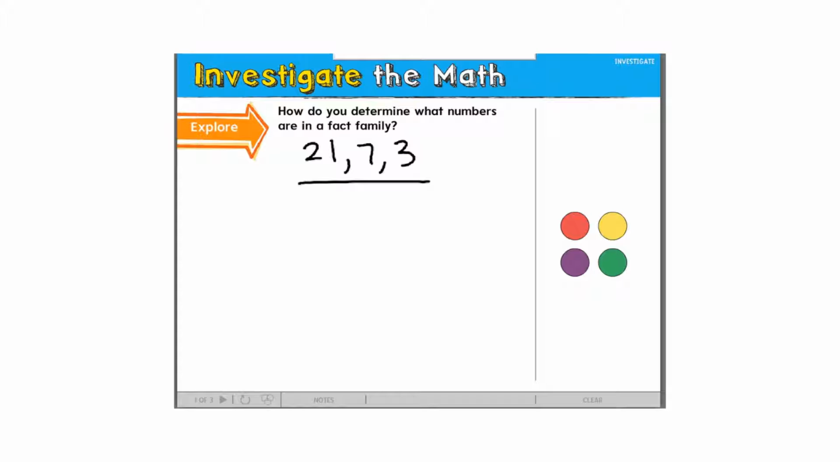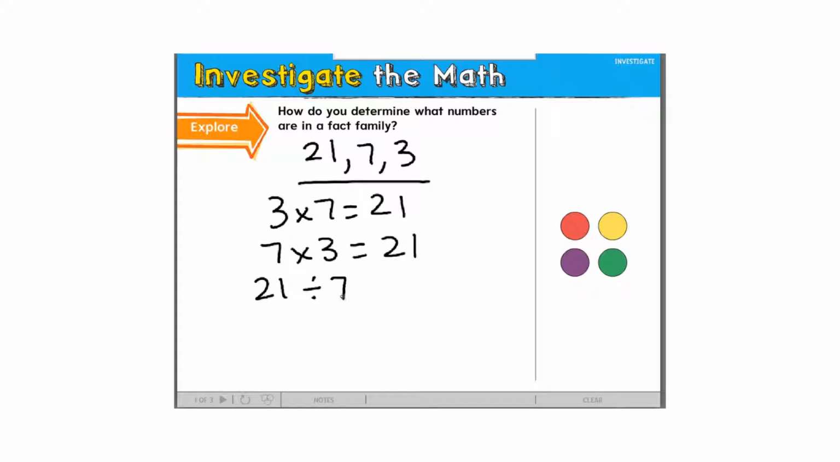Okay, so what numbers did you come up with, 21, 7, and 3? What problems could you make? Angelina. 3 times 7 equals 21. Nolan, what did you come up with? 7 times 3 equals 21. Samir. 21 divided by 3 equals 7. Tristan C. 21 divided by 7 equals 3.